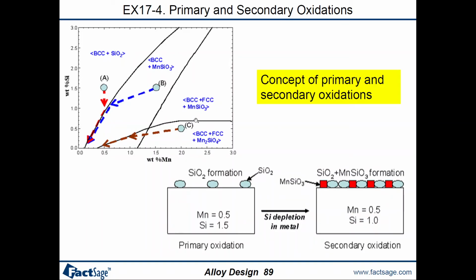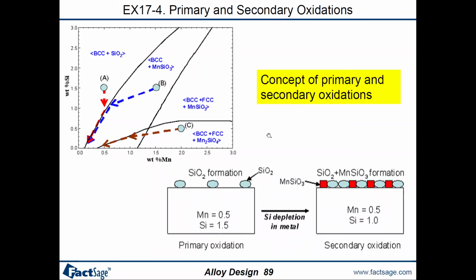So if we take the composition A here, which has 1.5 weight percentage of silicon and 0.5 weight percentage of manganese, then we see that our primary oxide will be SiO2. Similarly, if we take the composition B, which is 1.5 weight percentage of manganese and 1.5 weight percentage of silicon, we have primary oxide as MnSiO3. And similarly, the same thing for composition C is Mn2SiO4.